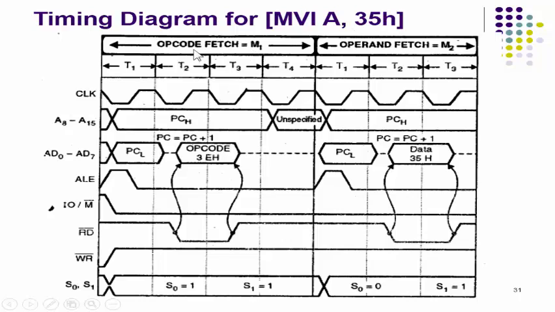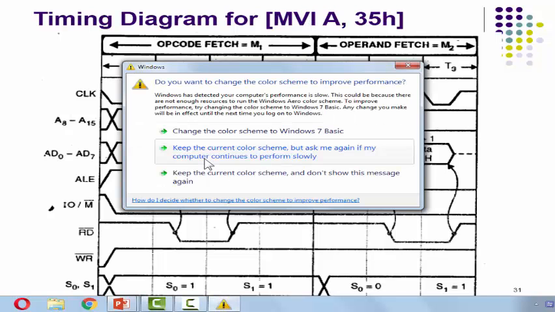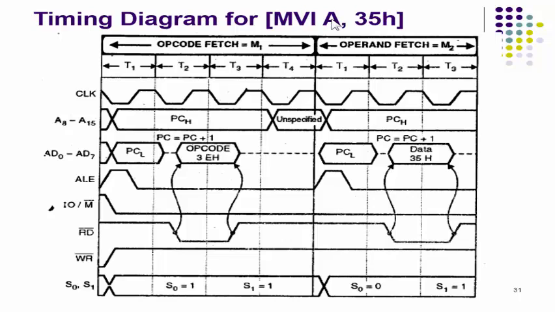So as I said, this MVI A, 35X requires 2 machine cycles, opcode fetch and operand fetch. The opcode fetch machine cycle is to fetch the opcode for this MVI A, that is 3E. So 3E hex is the opcode for this MVI A. So in the first machine cycle, the processor fetches the opcode from the memory, that is 3E hex, and the rest of the things you know very well.